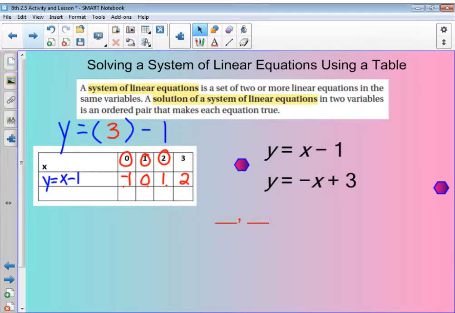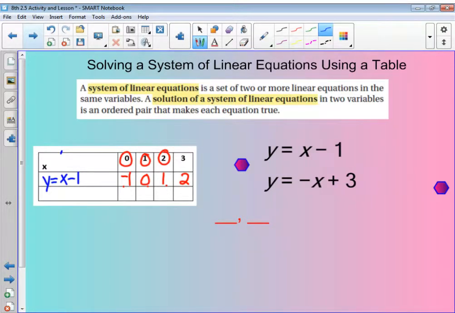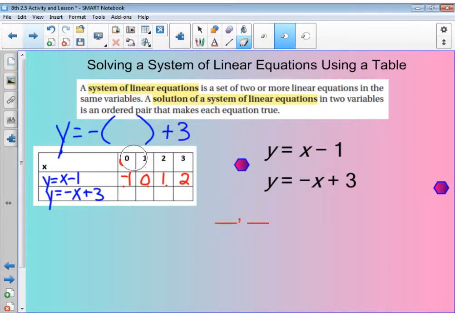Now we're going to do our second equation. In our second equation, we had y equals negative x plus 3. So I'm going to write that up here, y equals negative parenthesis plus 3. We worked on this in previous lessons where we worked the substitution model, so we're just going to continue that. It's just that now we're working with two equations instead of one. We'll substitute in our 0 first. A negative 0 is still 0, plus 3 is 3.